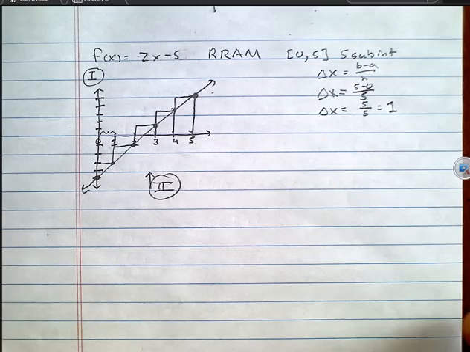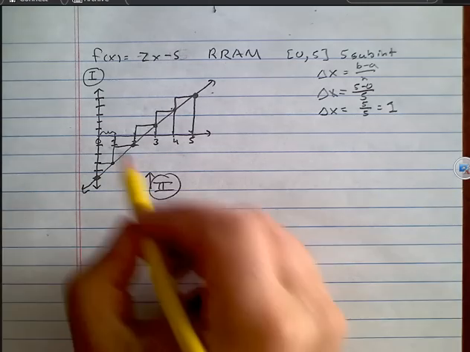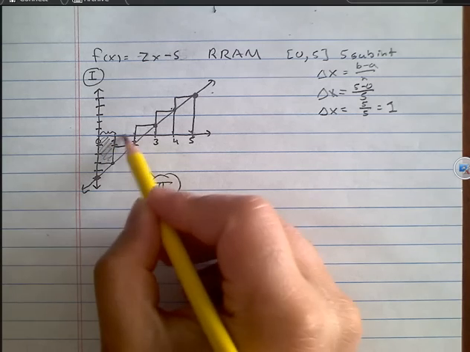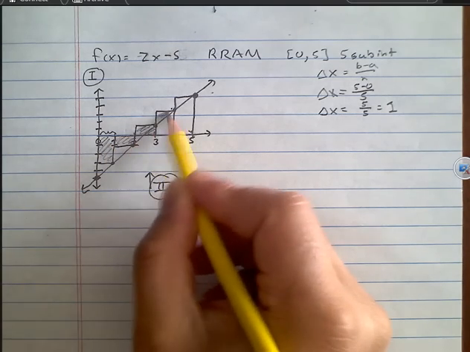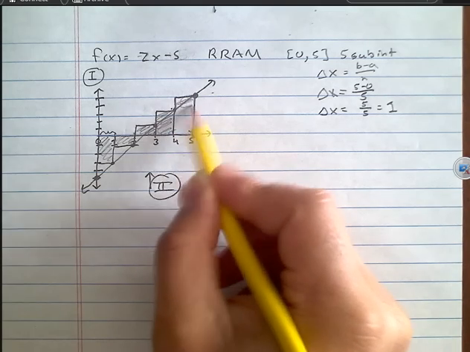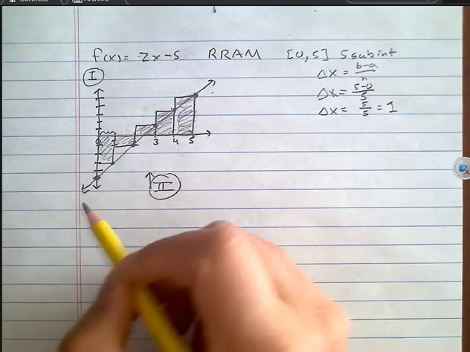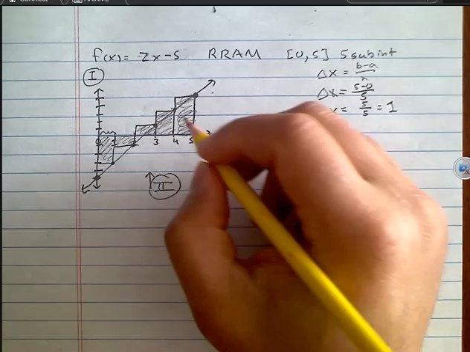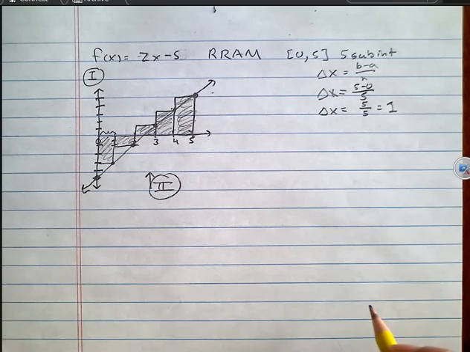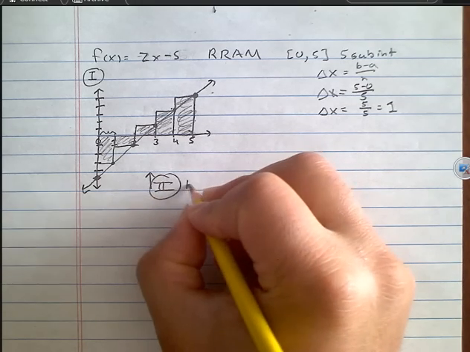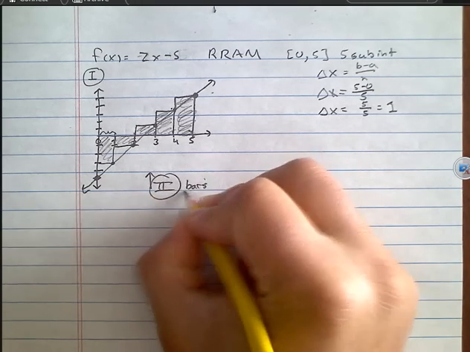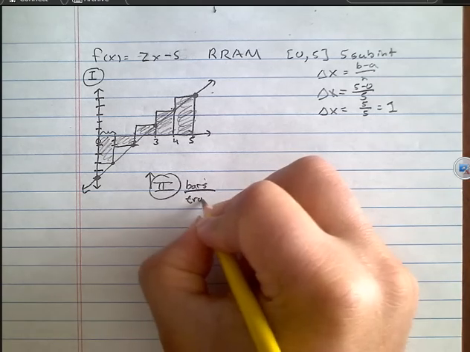Alright, so there we go. We can go ahead and shade in. Alright, so there you go. Cool. Alright, let's go ahead and move on. So that's the second thing, your bars. Your bars or your trapezoids have to be done correctly.